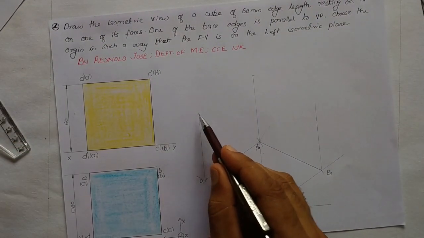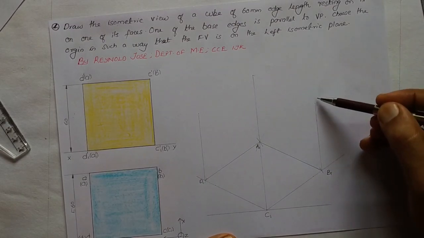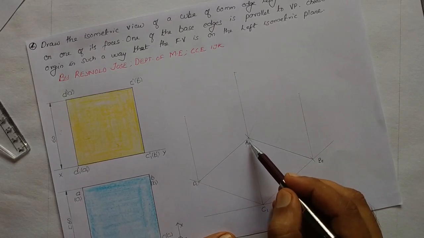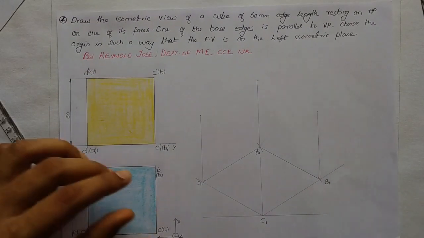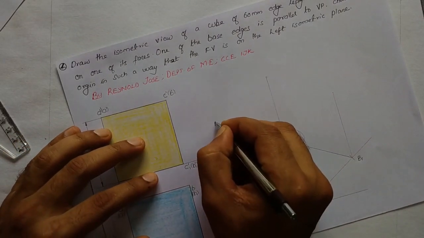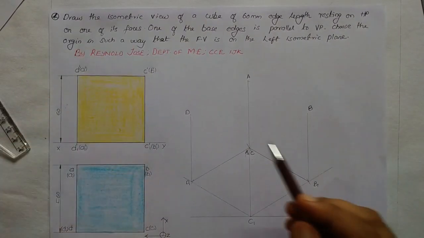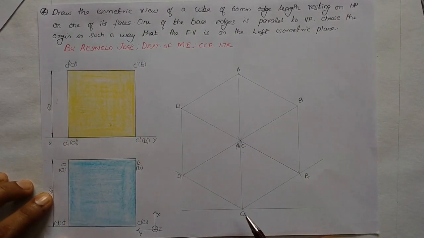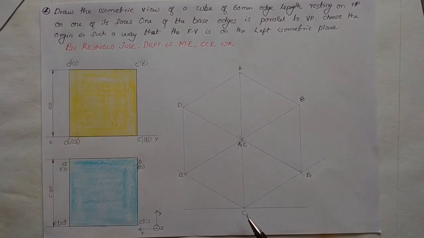So this point will be D, this point will be A, this point will be B, and from C1 also we are having an edge, and here we will be having one more point which is C. We shall mark it. Now we shall join D, A, B, B, C and CD using thin lines. So we got around 8 points in the isometric view, in the initial view. So we shall join the outlines using thick lines.